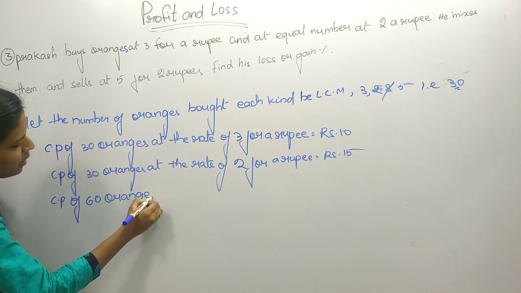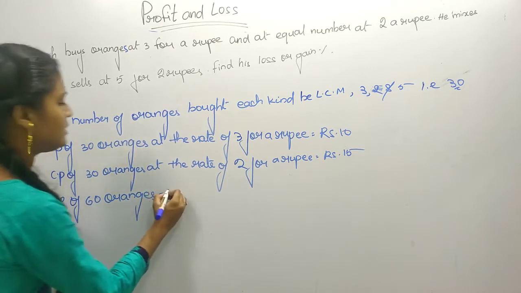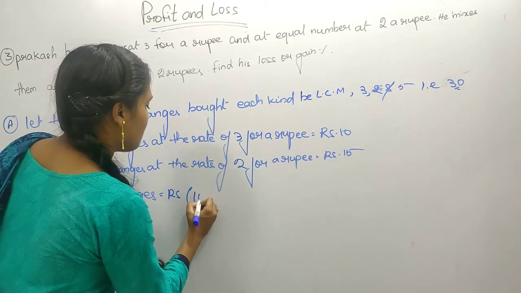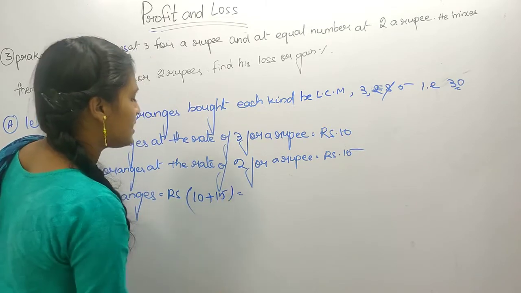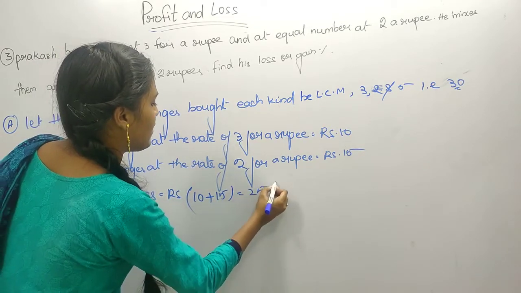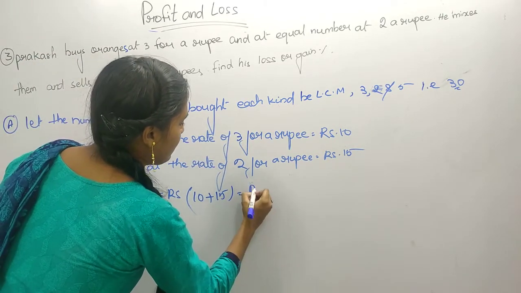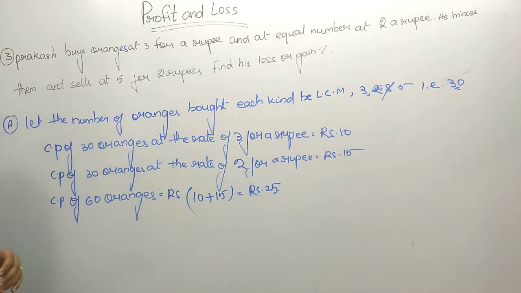After mixing it, how much? Cost price of 60 oranges. How much will get? Rupees. Cost of 30 oranges, this one, how much? 10 plus 15. Mixing it, what the answer will get? 25. Rupees 25. Okay. After mixing, finally he got rupees 25.